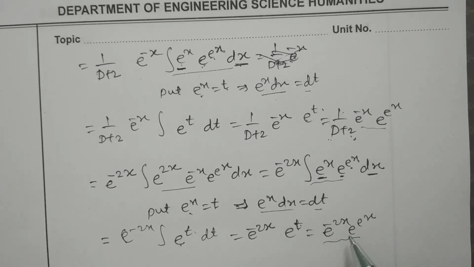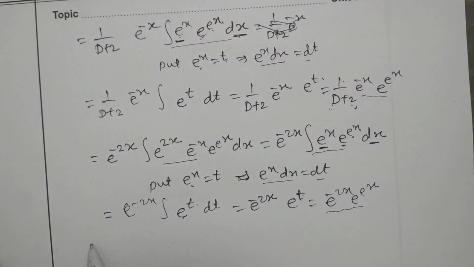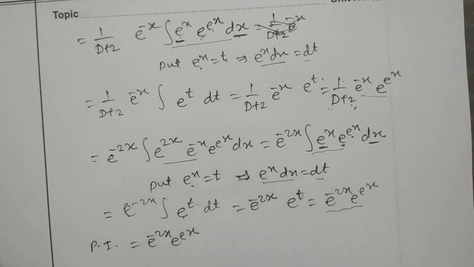This term doesn't involve any integration or any operator D. So this is our final particular integral. What is our final particular integral? Particular integral is e raised to minus 2x into e raised to x.